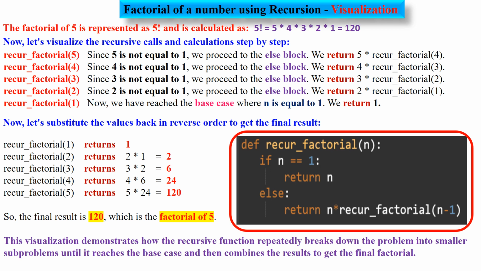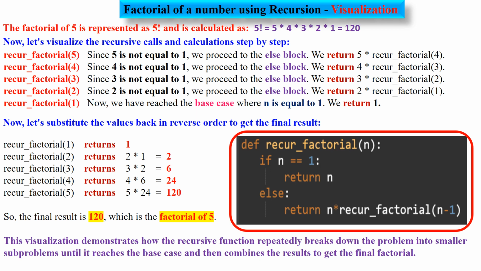Now, let's visualize the recursive calls and calculations step by step. Recur_factorial of 5. Since 5 is not equal to 1, we proceed to the else block. We return 5 times recur_factorial of 4. Next step, recur_factorial of 4. Since 4 is not equal to 1, we proceed to the else block. We return 4 times recur_factorial of 3.